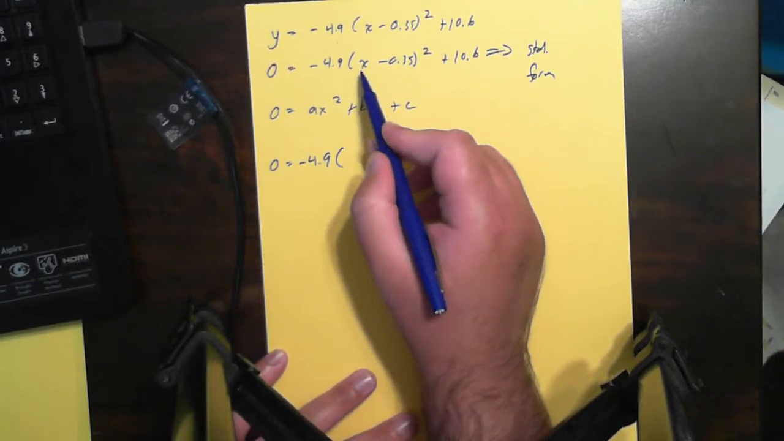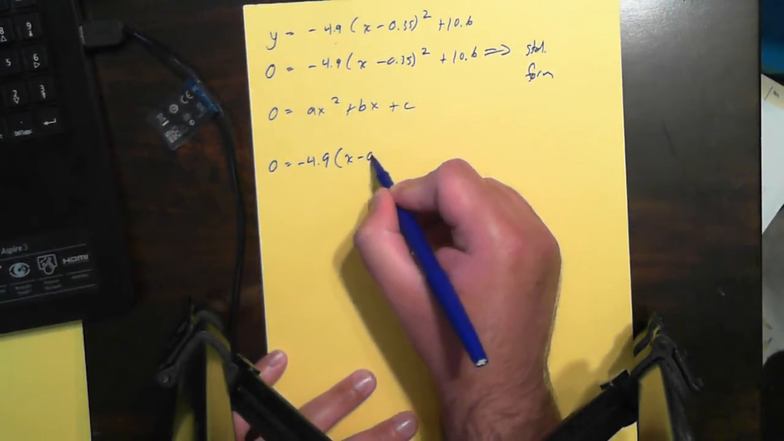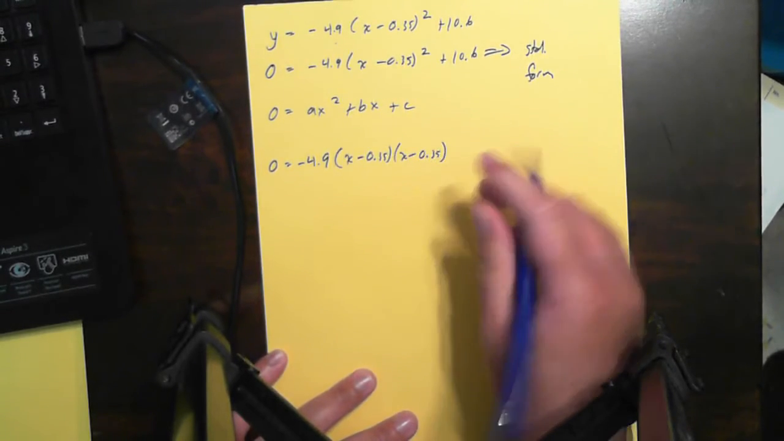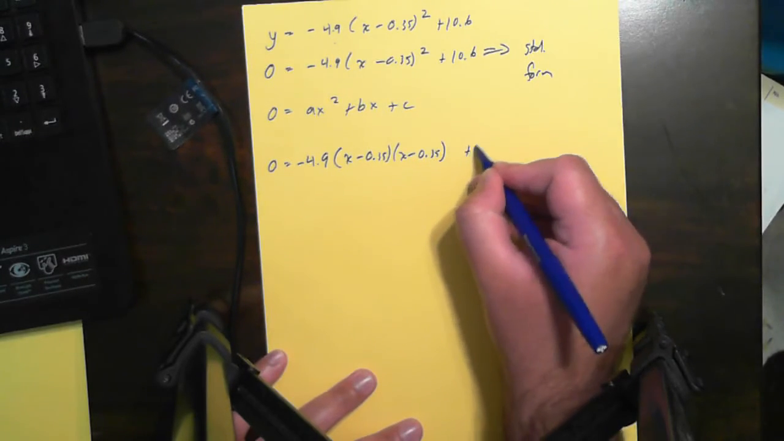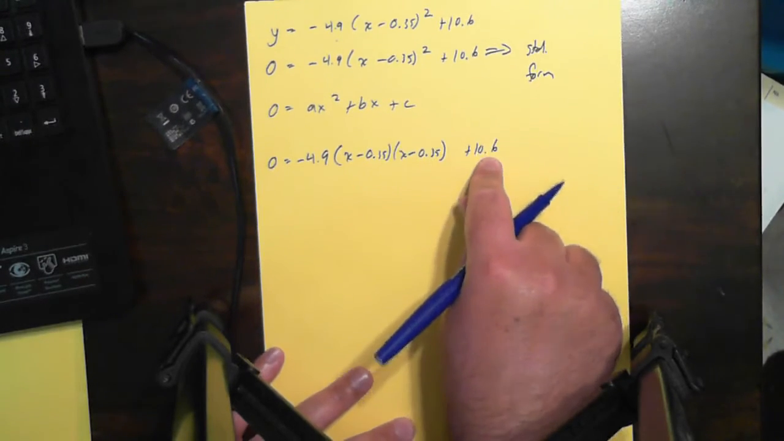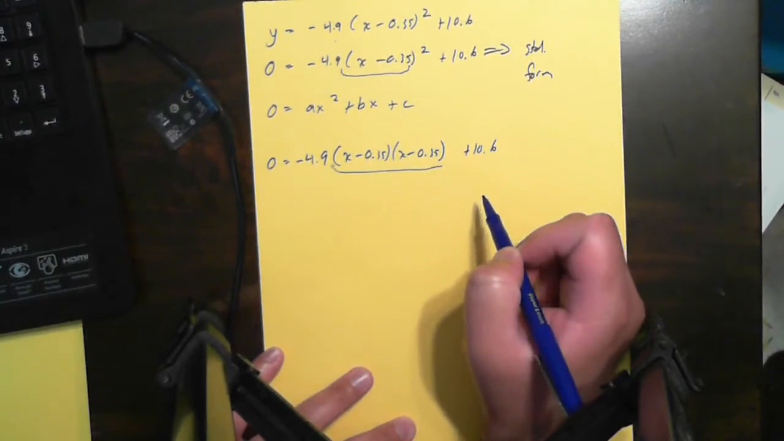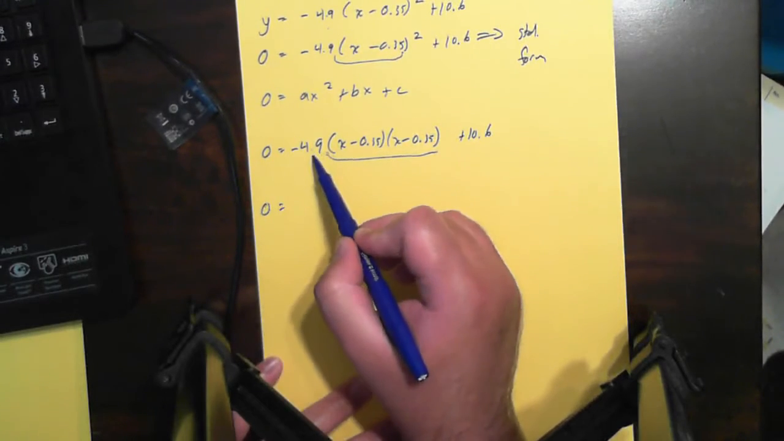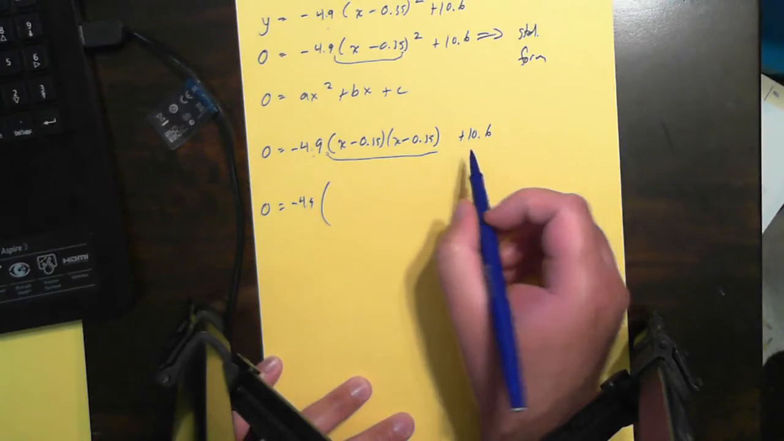So you could write (x minus 0.35) squared as (x minus 0.35) times (x minus 0.35), right? Anything squared is just multiplying by itself. And then the plus 10.6 at the end. So you see, the only thing I did is replace this with this, okay? Now I'll multiply this out. I'm leaving the negative 4.9 here, and I'm going to write a big bracket here.